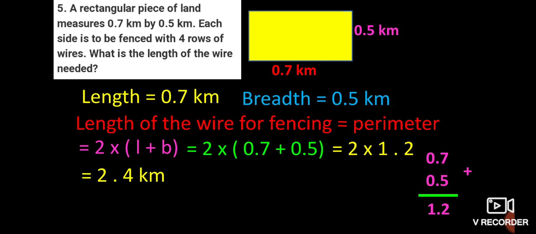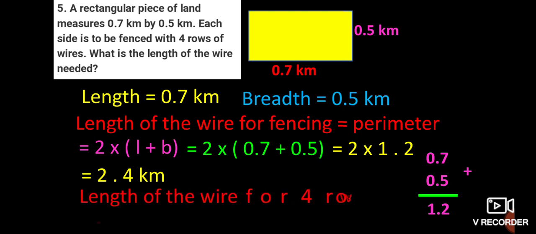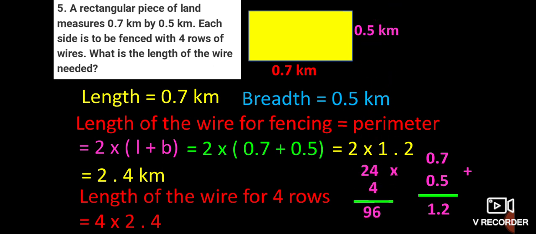That is the wire for fencing 1 row. We need 4 rows. So length of wire for 4 rows equal to 4 into 2.4. 2.4 is only for one row. So 4 into 2.4, that is 24 into 4, that is 96. Then mark after the one digit, so 9.6 kilometer. Total length of the wire for 4 rows equal to 9.6 kilometer.